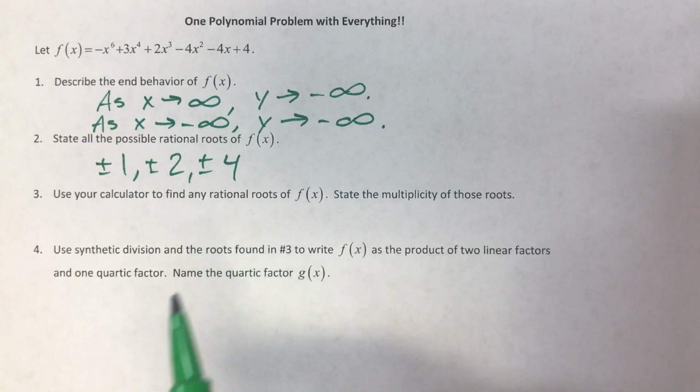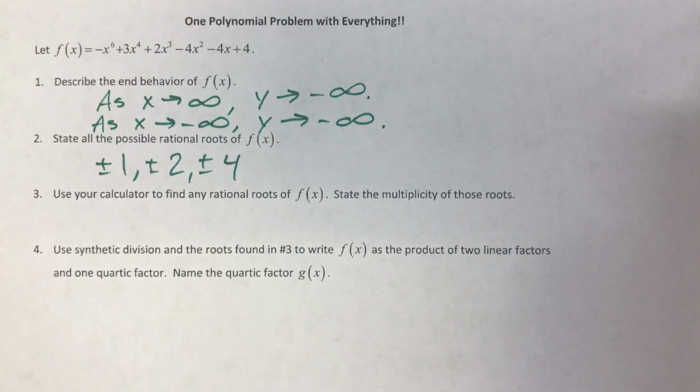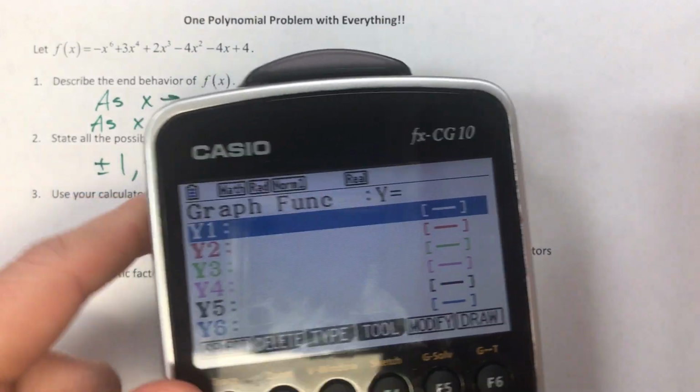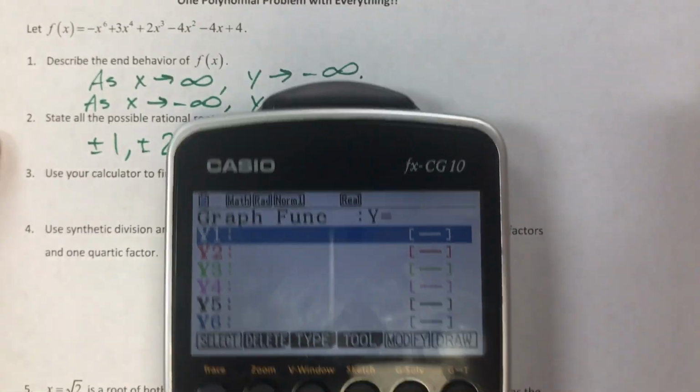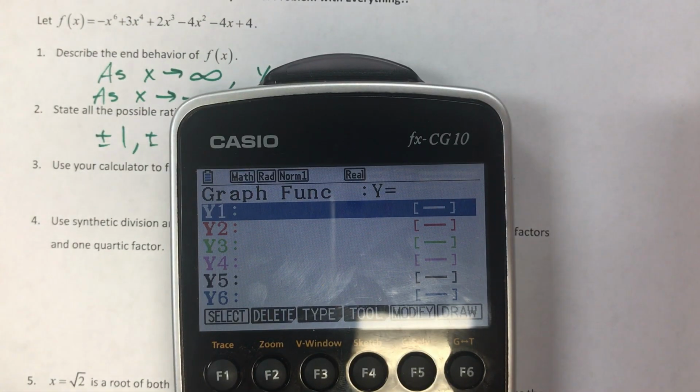Oh, I should have planned ahead. Here comes a calculator. Sorry about that, I should have thought ahead.